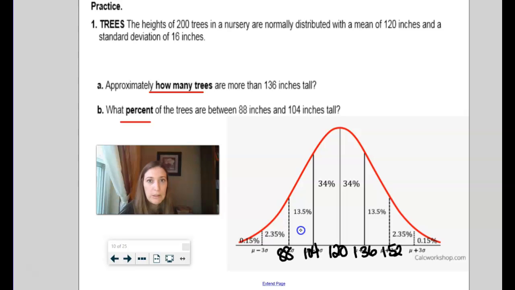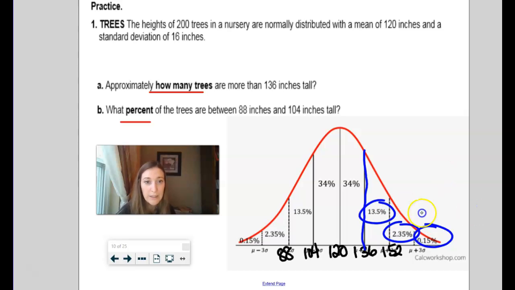All right, here's the point. I don't know that I really needed all the information because what does it want from me? It wants how many trees are more than 136 inches. So 136 would be this line right here, and then more than 136 would be us adding all this up. Now, of course, there's an easier way to simplify adding up these three pieces, but, well, it's 16%. But this is where kids get in trouble because they just call it 16% and say that's my answer, but they want how many trees. So remember, there were 200 trees in this nursery. So 16% times 200 is 32 trees.